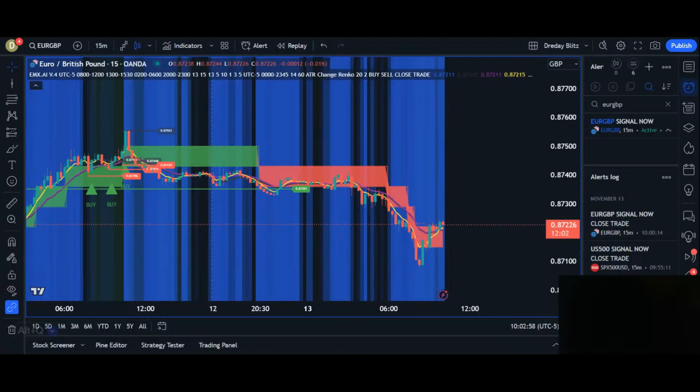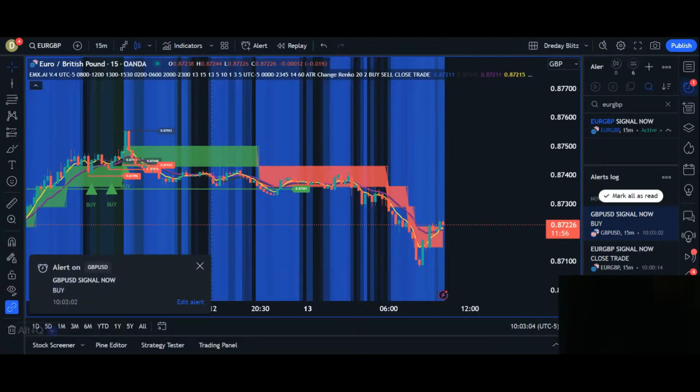This indicator here, this is the first indicator that does that. Okay, so you're able to see the Renko and the chart, the candlestick charts at the same time. It has never been done. Okay.